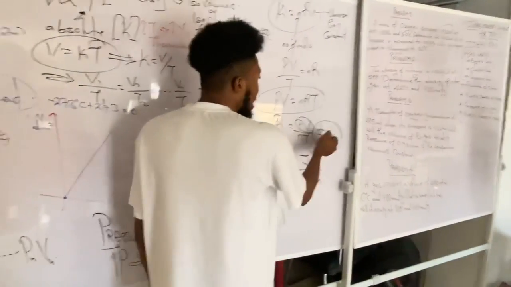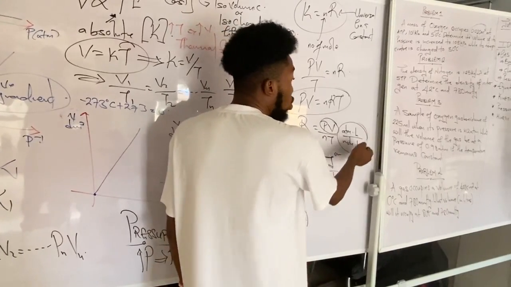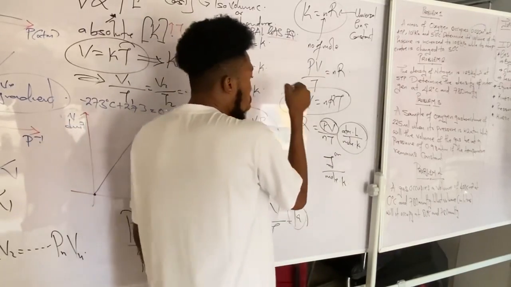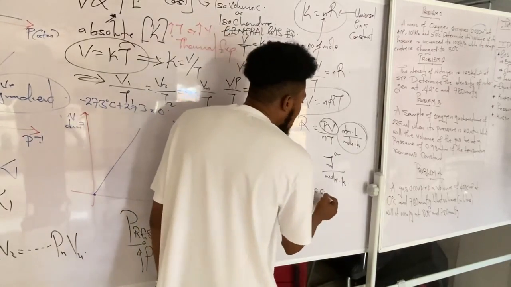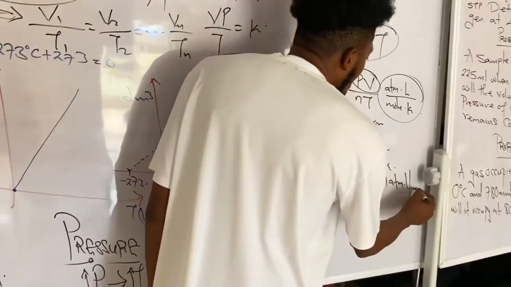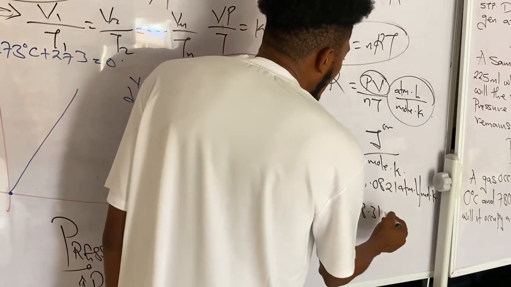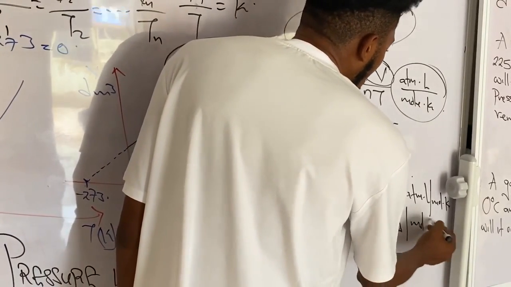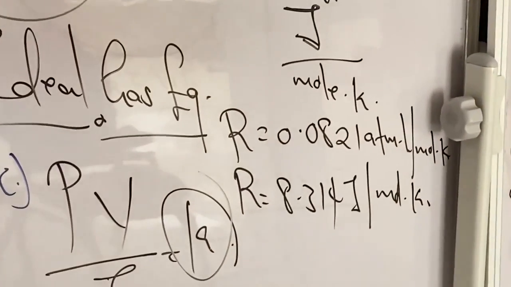So R is atm.liters per mole dot Kelvin, or you call it joules per mole dot Kelvin. When you are using this first value here, then R will become approximately 0.0821 atm.liter per mole dot Kelvin. But when you want to use this other parameter, you have 8.314 joules per mole dot Kelvin. That's this one here. So those are the two constant values for R, the universal gas constant.